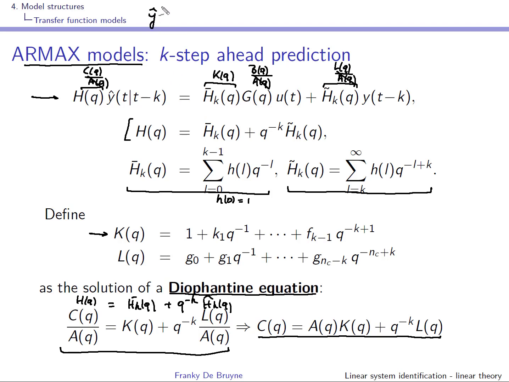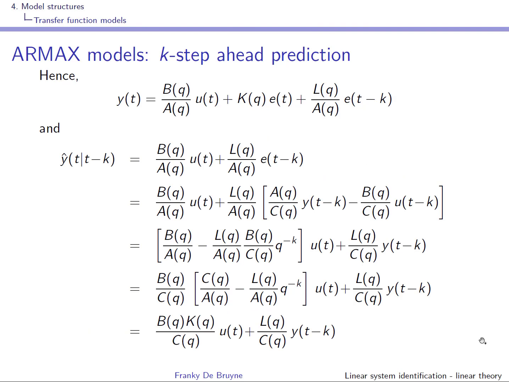So the k-step ahead prediction is B(q) K(q) over C(q) u of t, and the second term will be L(q) over C(q) y of t minus k. So this is a relief. Indeed, the expression is correct.